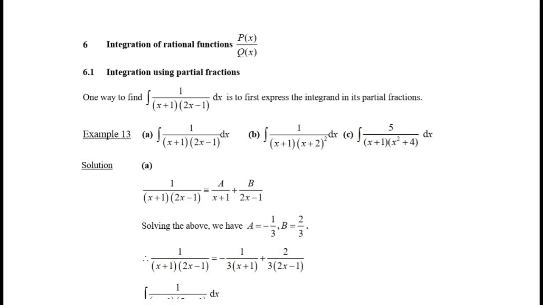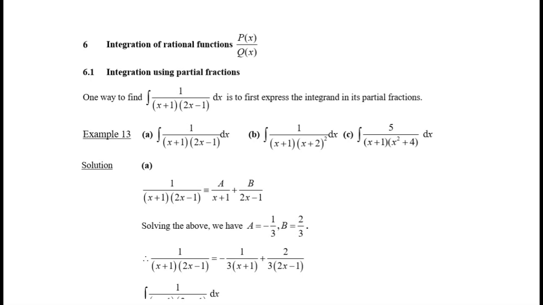In this section, we are going to learn how to integrate rational functions. Rational functions are basically functions of the form p(x) over q(x), where p and q are both polynomials. One very common technique we're going to use is called partial fractions. The idea is that rational functions on their own can be difficult to integrate directly. However, partial fractions are usually much simpler to integrate.